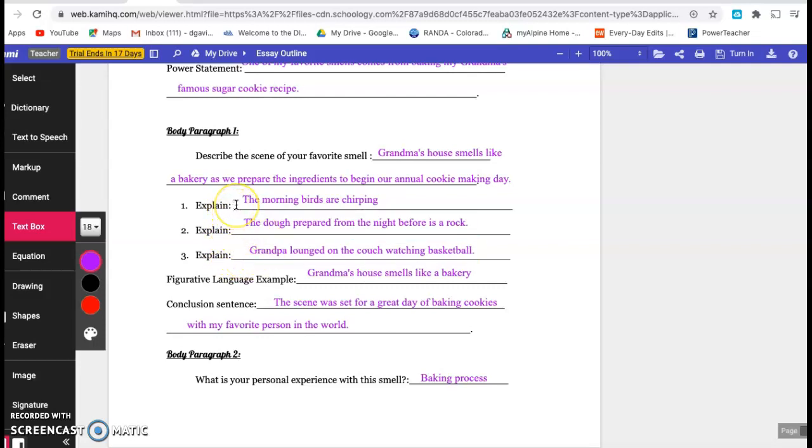Here are some things that I see and hear. The morning birds are chirping when I get to Grandma's house. Remember, this is not my essay. This is simple notes. You may write sentences on here, or you can just fill it out with notes that you're going to formulate into sentences when you begin writing or typing. My second one, the dough for the cookies prepared from the night before is a rock. I'm using figurative language there as a metaphor. I'm comparing the dough to being solid like a rock, but there is no like or as, therefore it is a metaphor.